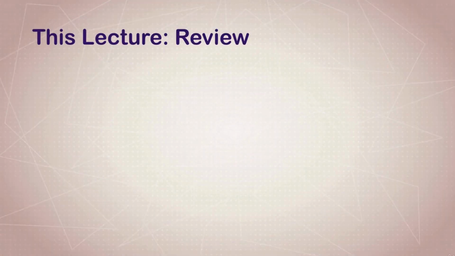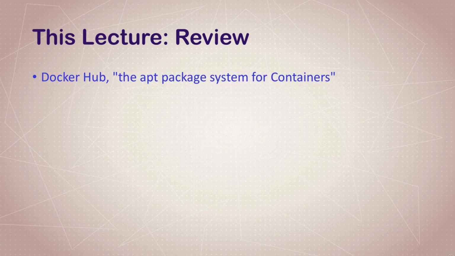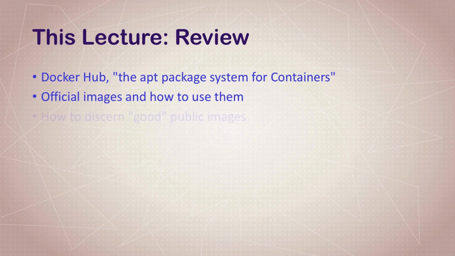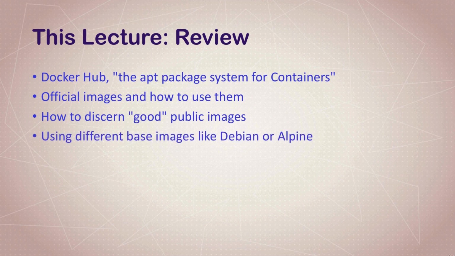As a quick recap, in this lecture, we talked about Docker Hub and how it's similar to being the apt package manager for containers, and then how to recognize official images and how to use them. And then I helped you figure out how to determine a good public image from maybe a not so good one. And then a few tips about base images and how Alpine ones are typically smaller than their Debian counterparts. And so we're going to use these skills in the rest of this section.